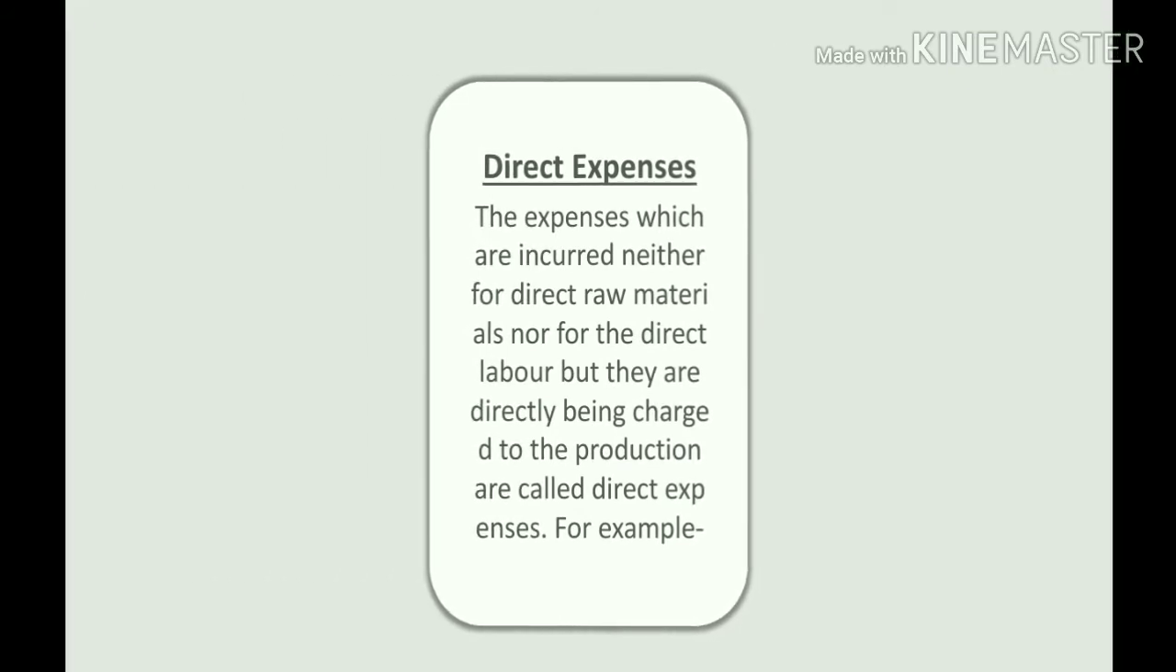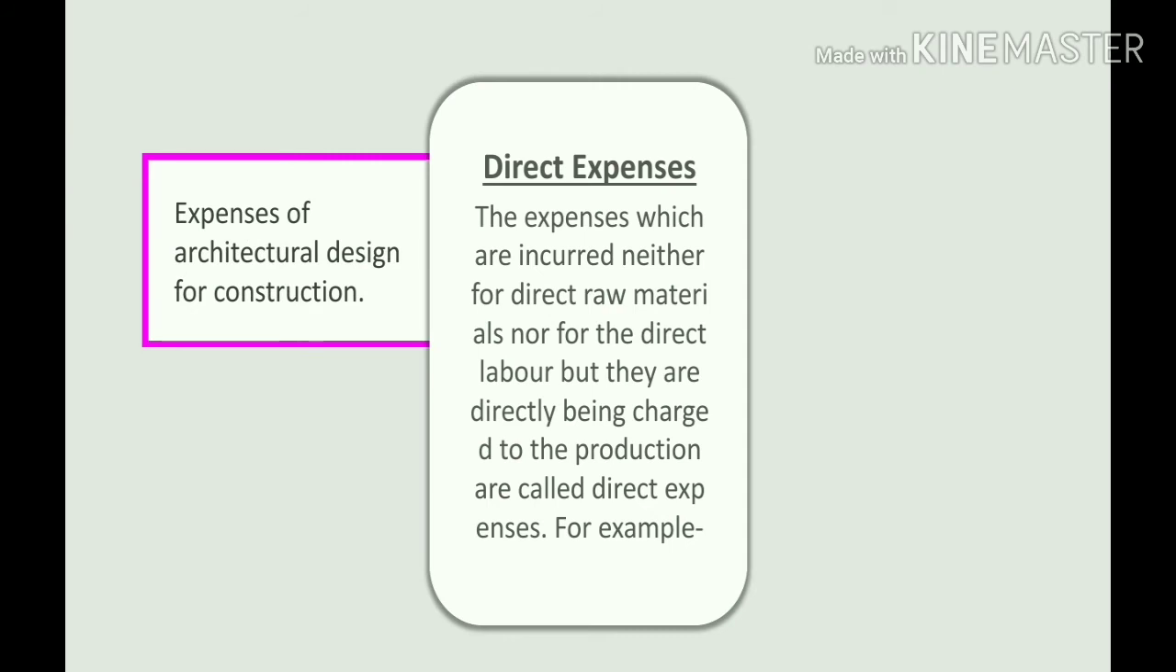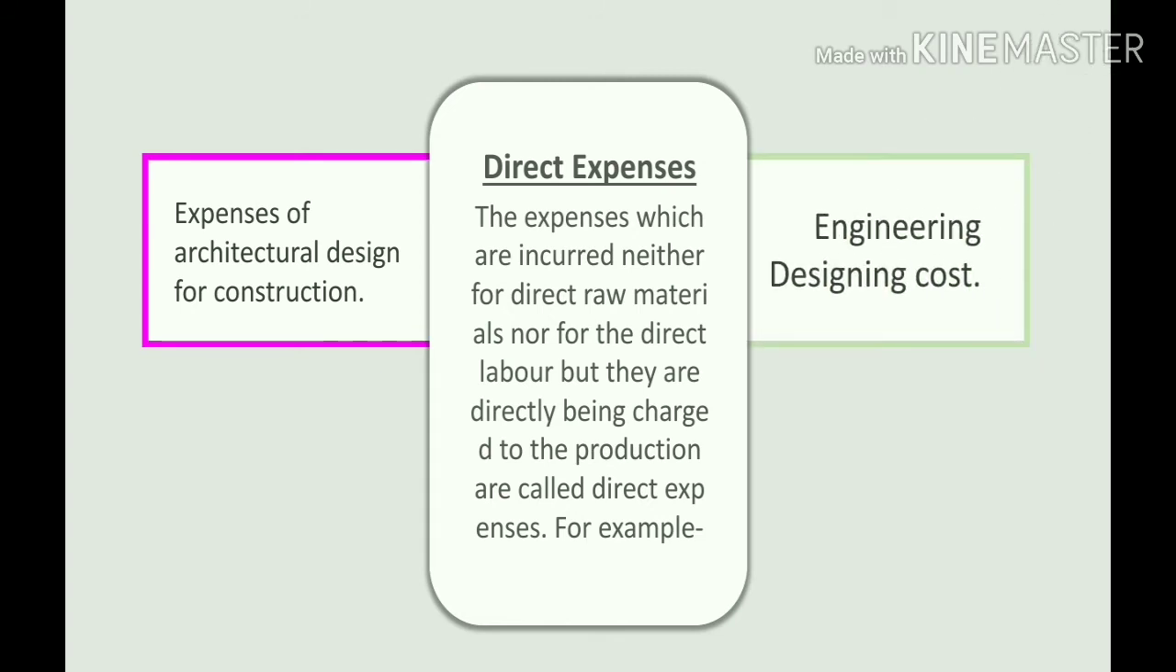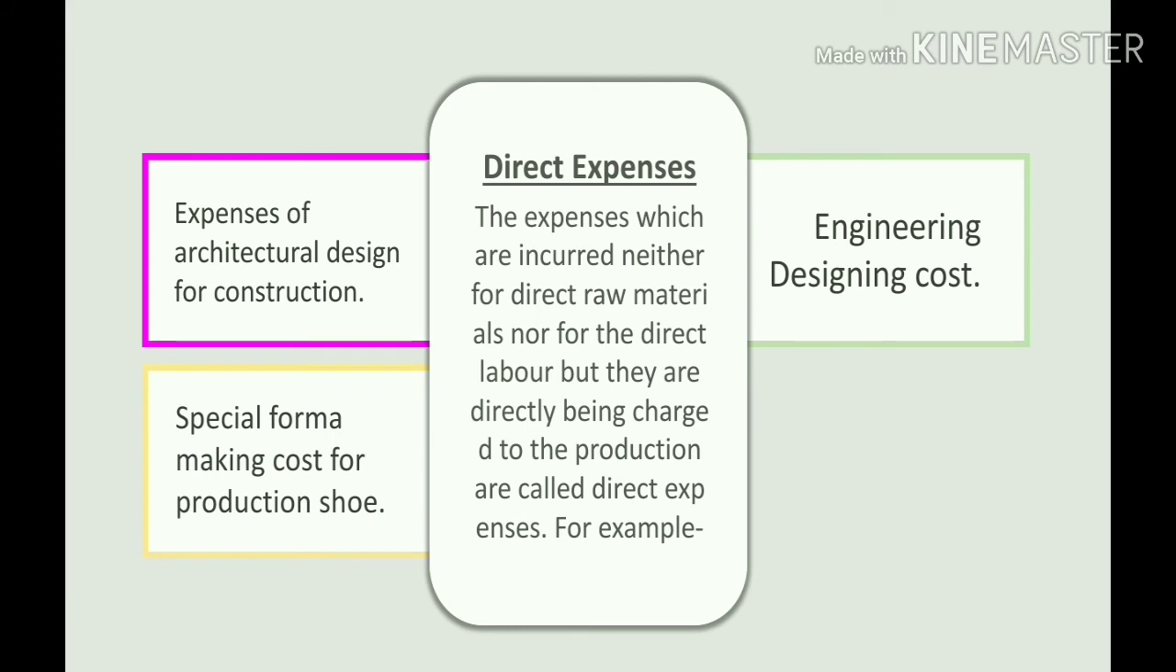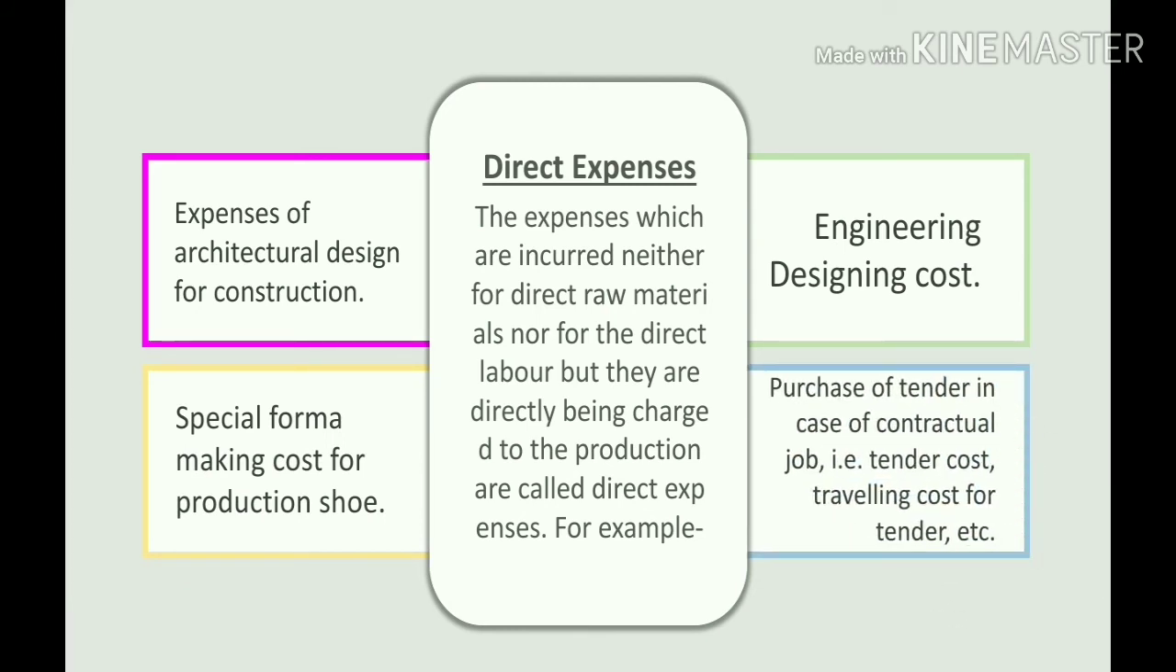Direct expenses. The expenses which are incurred neither for direct raw materials nor for the direct labor, but they are directly being charged to the production are called direct expenses. For example, expenses of architectural design for construction, engineering cost, special pharma making cost for production of shoe, purchase of tender in case of contractual job, that is tender cost, traveling cost for tender, etc.